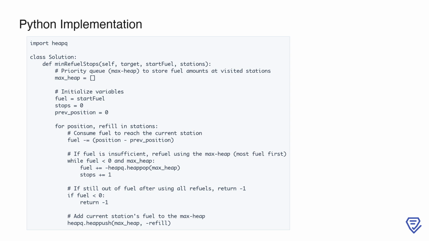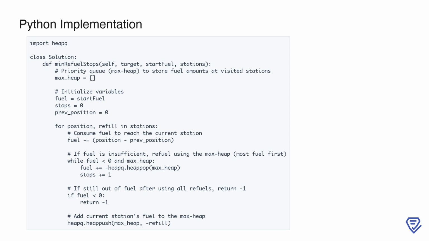For each station, we calculate the fuel consumed to reach it by subtracting the distance traveled, which is position - prev_position, from the fuel variable. If our fuel becomes negative, it means we don't have enough to reach the current station. In this case, we repeatedly use the station with the largest fuel in the heap by popping from the max heap, converting its negative value back to positive, and adding it to our fuel. Each time we do this, we increment the stops counter.